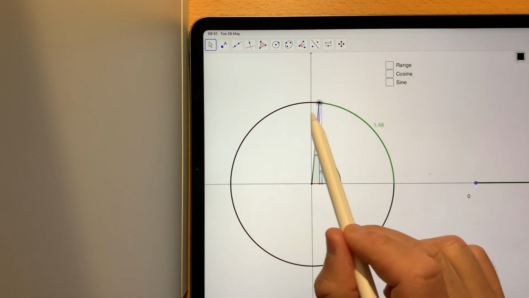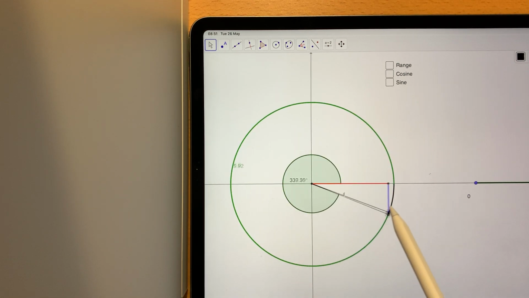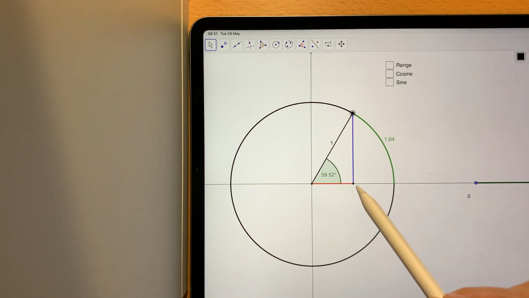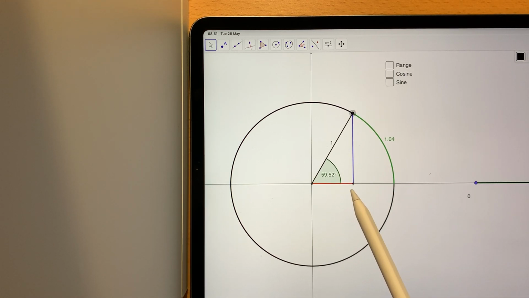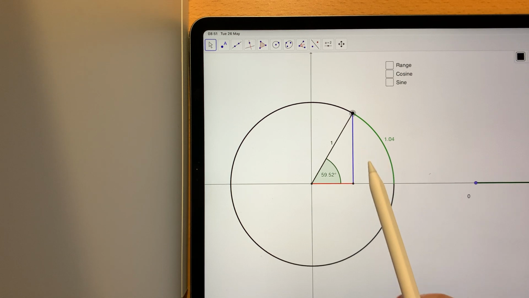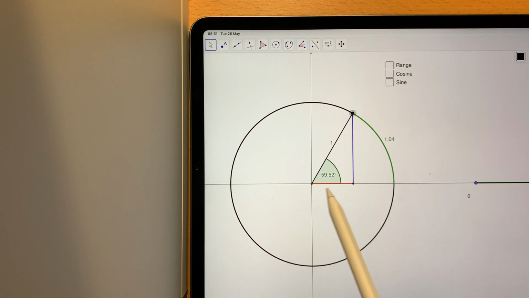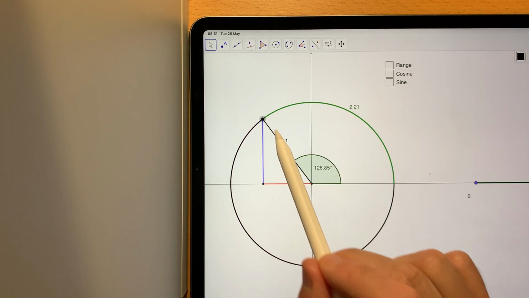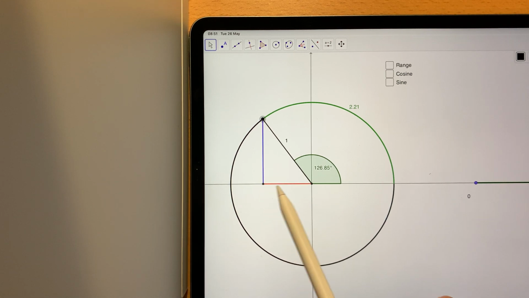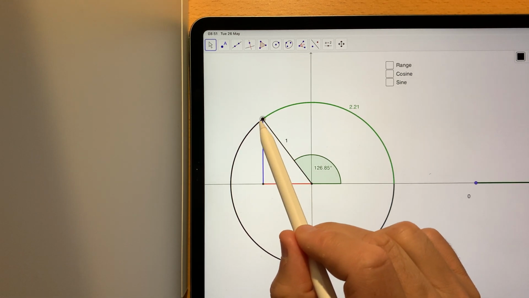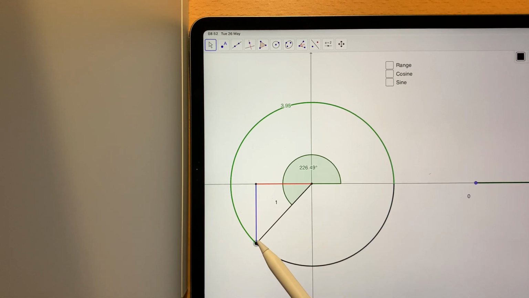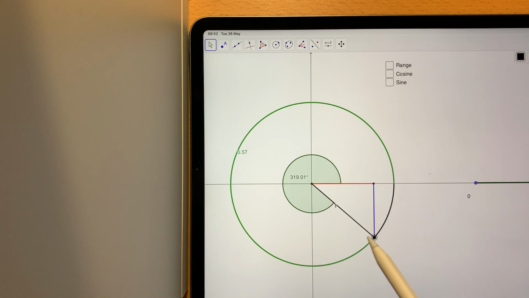As you travel along this circle, these two values travel with it. Now look here, sine is positive, cosine is positive. Over here, you know this very well, cosine negative, sine positive. In the third quadrant, both are negative. And here in the fourth quadrant, the cosine is positive again, whereas the y value, the sine value, is negative.